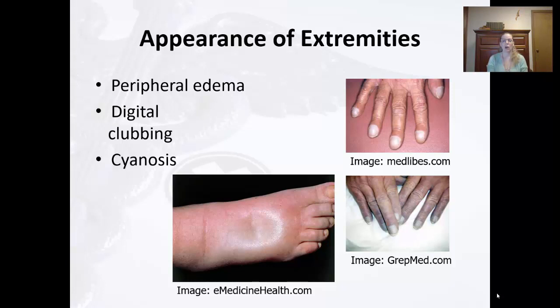Now, in the picture on the upper right, we have what is called digital clubbing. In this picture, the patient has circulation to their fingertips, but what's missing is oxygen content in the blood. When you have chronic hypoxemia, your fingernail bed will actually deform, and we call that clubbing. In cyanosis, the picture below on the right, we actually see blue tinted skin. This is a circulation problem.